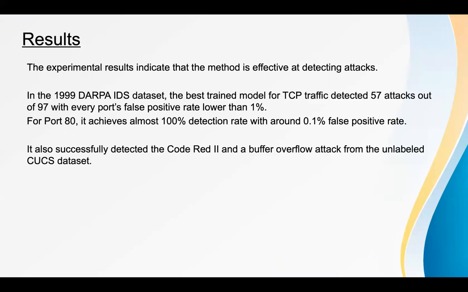The result of the algorithm is that it is very effective at detecting attacks. In the publicly available IDS data, among the 97 attacks, this model successfully detected 57. And the false positive rate is also very low, that is 1%. And specifically for port 80, the HTTP traffic, it achieves almost 100% detection rate.